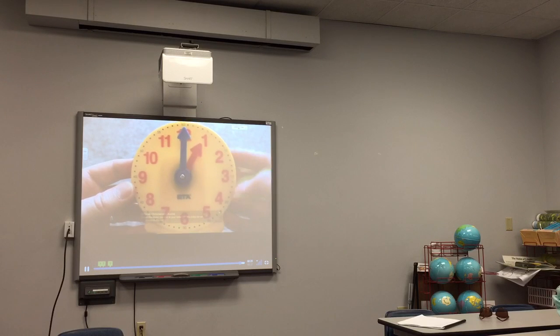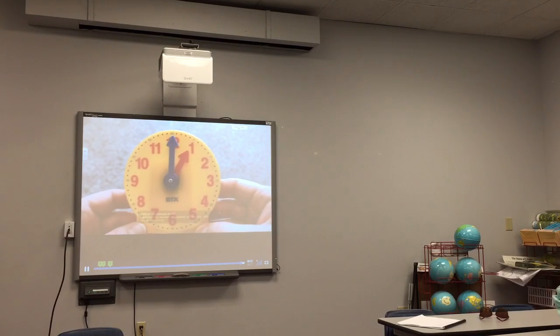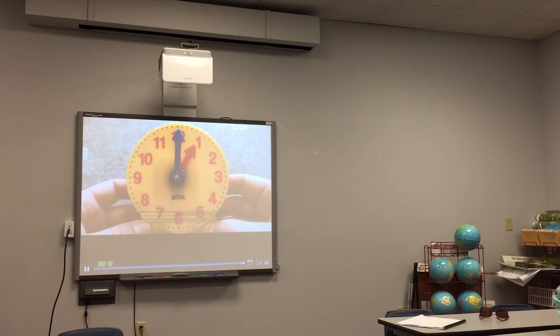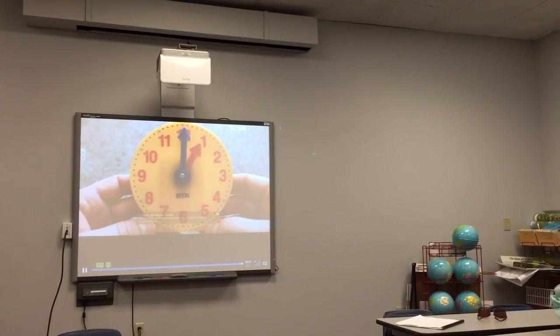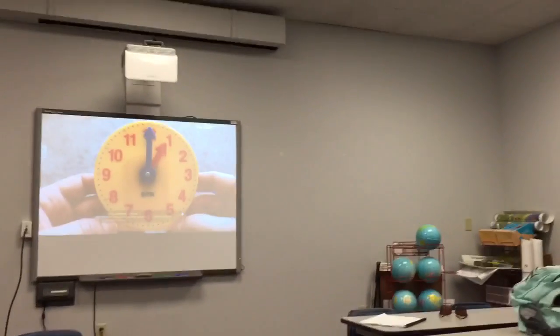All right, great job today counting with me by 5s, skip counting by 5s, and learning how to tell the time by 5s around the clock. You did a great job today.